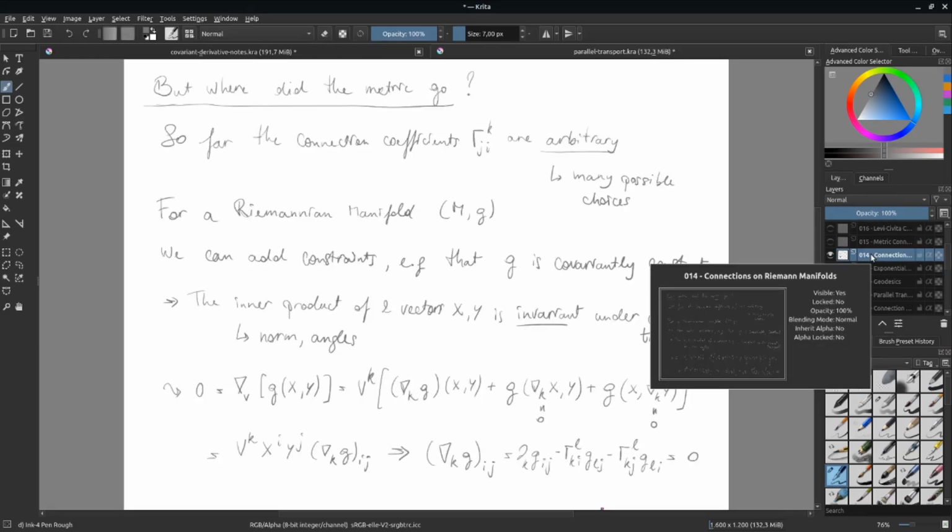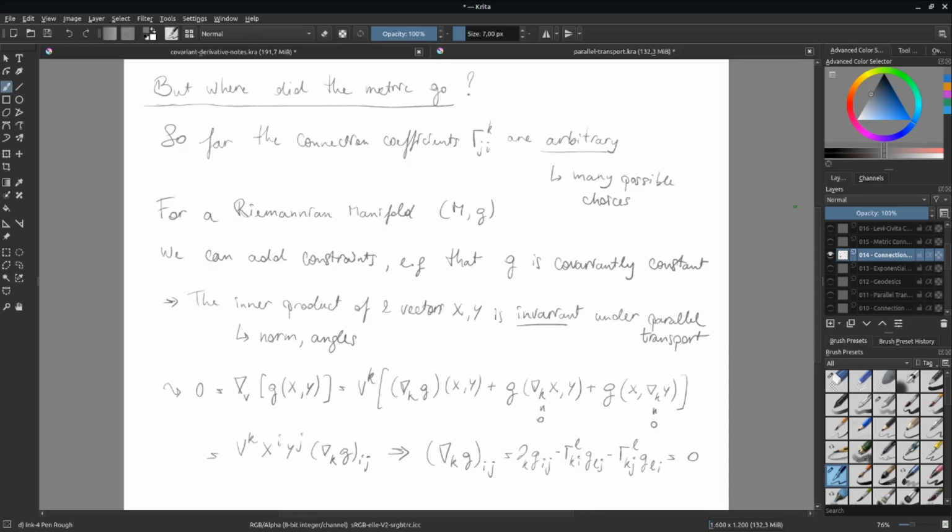Now, at this point, you might be wondering, okay, that's fine and good, but where did the metric go? We like working with Riemann spaces, and we haven't talked about the metric in a while. The reason for that is that the connection coefficients are arbitrary, because the connection is just defined axiomatically, so there can be many choices.